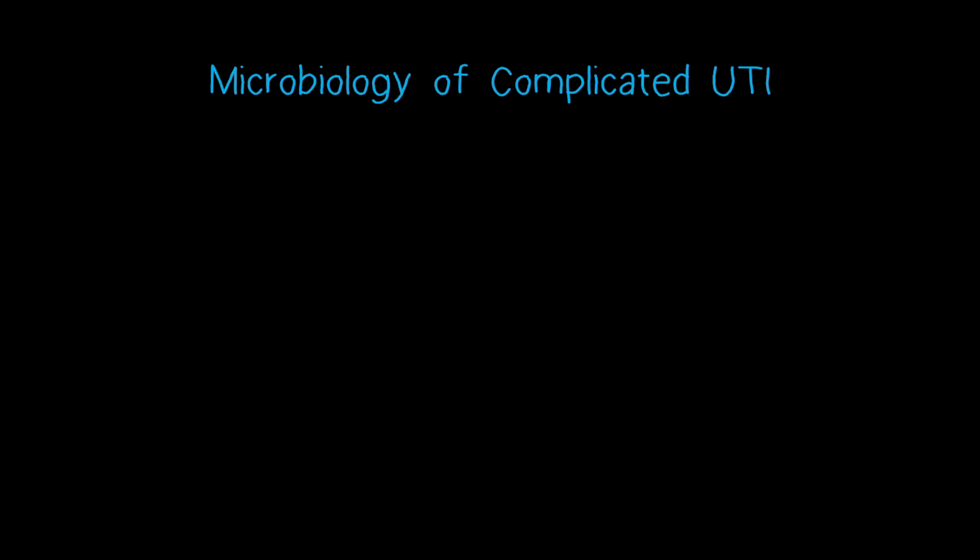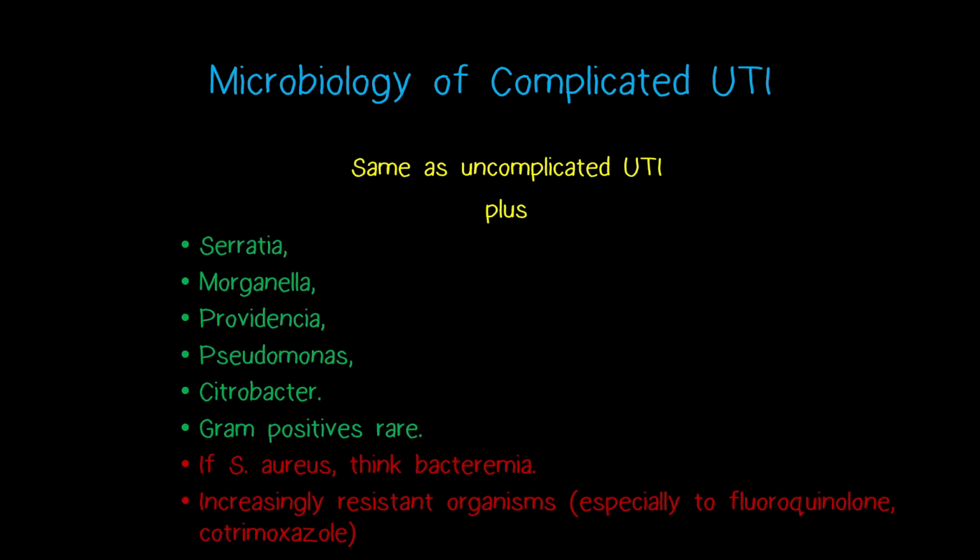What are the causes? The causes include the causes of uncomplicated urinary tract infection like E. coli, Proteus, Klebsiella, Staph saprophyticus, and also Serratia, Morganella, Providencia, Pseudomonas, Citrobacter, and gram-positives rarely. If Staph aureus, think of bacteremia, and increasingly resistant organisms are isolated in complicated urinary tract infection, especially to fluoroquinolones and cotrimoxazole.